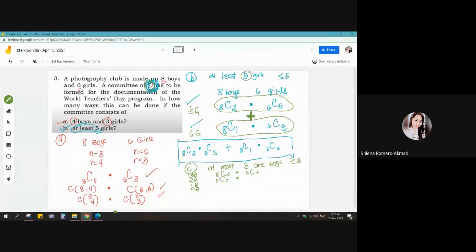Hello? Andiyan pa kayo? Ilan sa babae? 5 po. 5. So, that's combination of 6 taken 5. Paano kung isang lalaki? So, that's combination of 8 taken 1. Sa babae, girls to ha. Ito boys. Ito girls. Hindi na kasi magkasya eh.